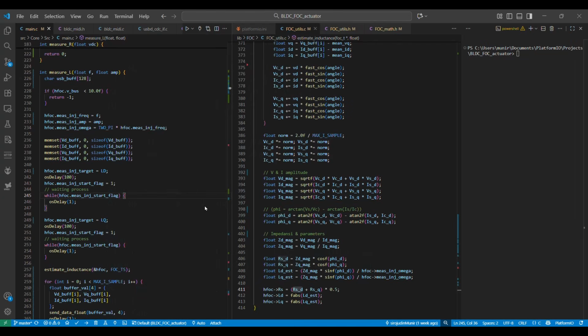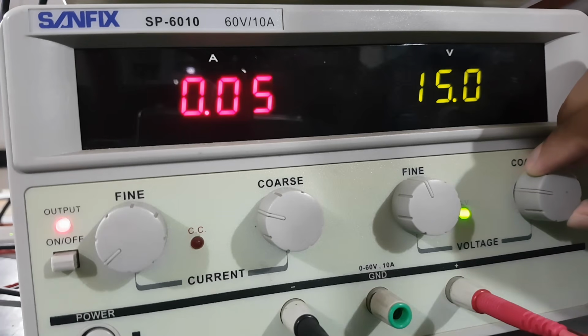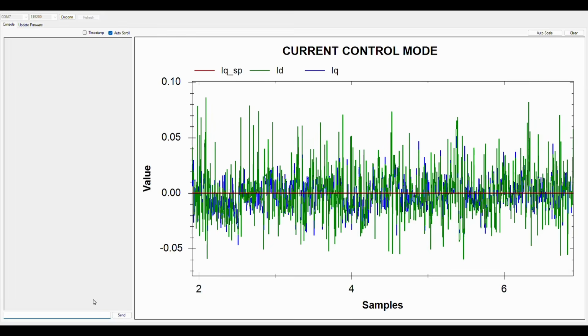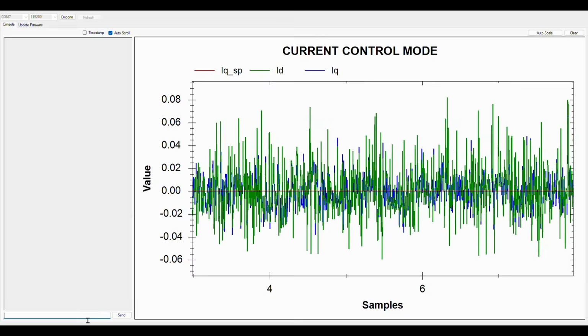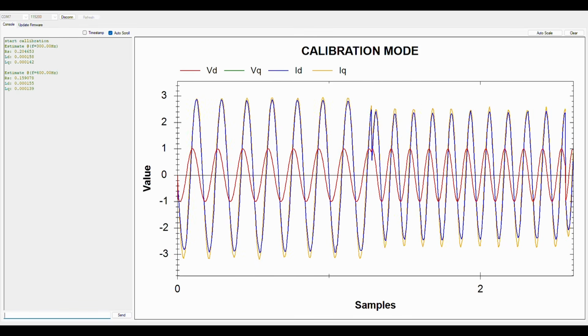And now it's time for proof. I will test using the same motor, but with different injection frequencies and power supply voltage sources. The goal is, if our self-commissioning algorithm is correct, then regardless of the test conditions, the measured values of RS, LD, and LQ should remain consistent. But if not, there might be something inaccurate in the implementation.